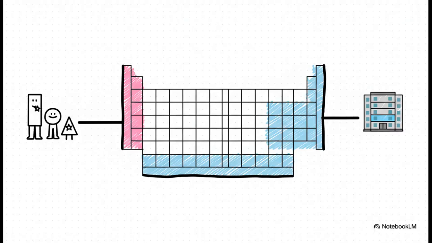So, this map has two main coordinates, right? The vertical columns are called groups. The best way to think of these is as families. Every element in the same group acts in very similar ways. Then you have the horizontal rows, and those are called periods. Everyone in the same period has the same number of electron shells, which is kind of like saying they all live on the same floor of a giant apartment building.